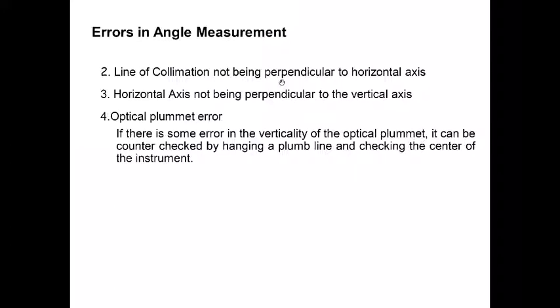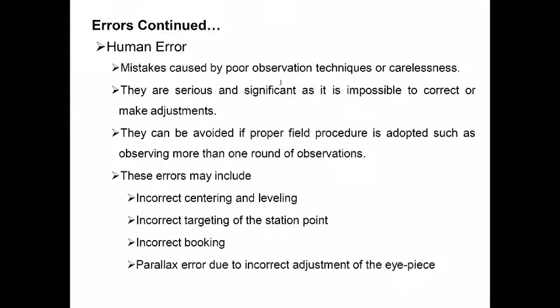And then we have optical plummet error. Since we centered our theodolite using the optical plummet, even if your optical plummet is telling you that the instrument is above the station point, you can make sure by hanging a plumb bob from the center as well. And if both the methods simultaneously tell you that your instrument is centered, that means your optical plummet is working fine. Otherwise, there could be an error in your optical plummet. Then we have different human errors. These are basically caused by your own mistakes, and they can be of numerous types: incorrect leveling, incorrect centering, incorrect bisection of the points, a number of reasons.